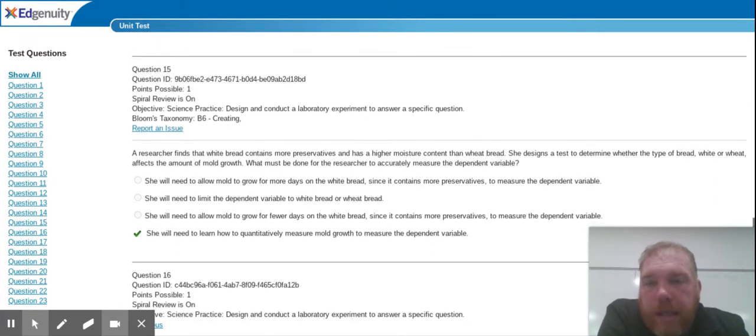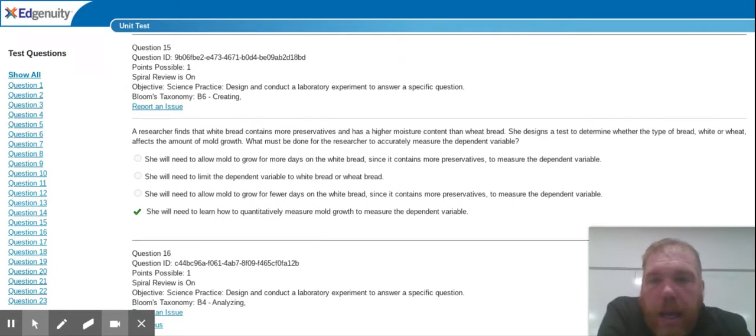Question 15 is asking you what must be done for the researcher to accurately measure the dependent variable. So it's looking at, she finds that white bread contains more preservatives. She designs and tests an experiment on the type of bread.